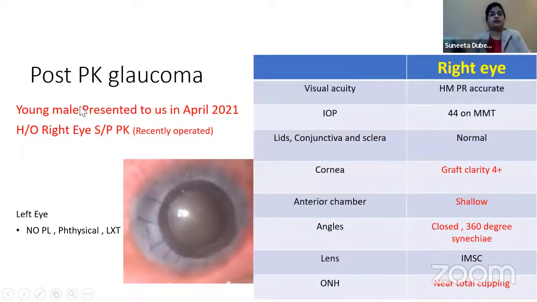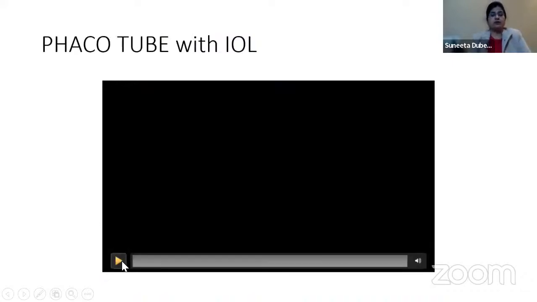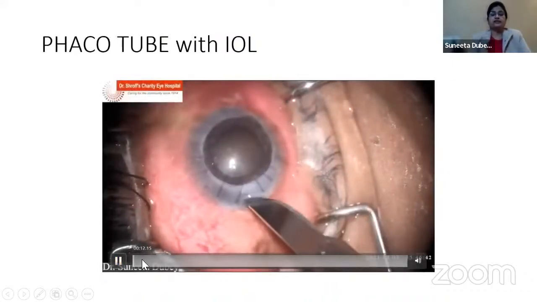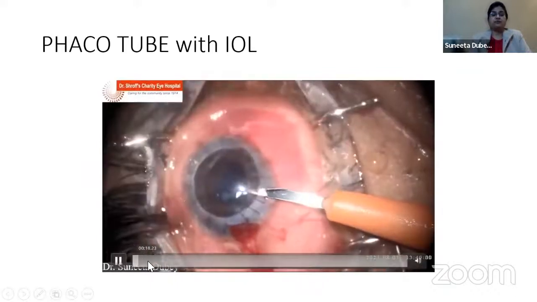I will discuss here this post-PK glaucoma, a young male who underwent penetrating keratoplasty recently, and he came to us with a clear graft and with very high pressures. And as you can see, there's an extensive PAS 360 degrees and a near total cupping. He was not controlled with maximal medical therapy except glycerol and mannitol, and we decided to do phaco with IOL with AGV. So I feel in such complex glaucomas, a combined procedure is a boon, and the cataract surgery was performed with the temporal incision.